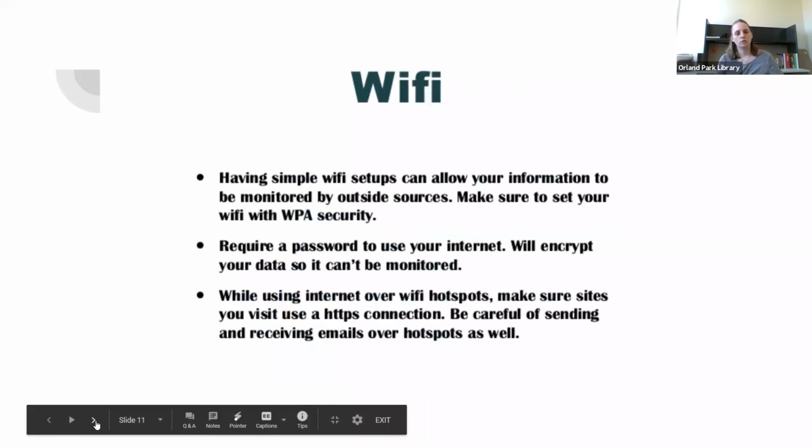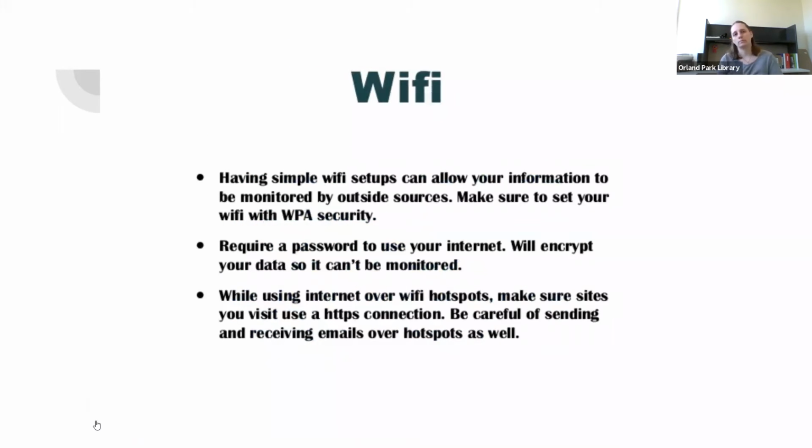Now, to use the internet, you need a Wi-Fi connection. And again, you'll have to have this from, let's say, your provider. Maybe you have a landline at home and you want AT&T. So again, you can use AT&T if you want to, Comcast, things like that. You're going to choose a provider for your Wi-Fi. So having a simple Wi-Fi setup will allow your information to be monitored, though, by an outside source. So make sure to set your Wi-Fi with good security.